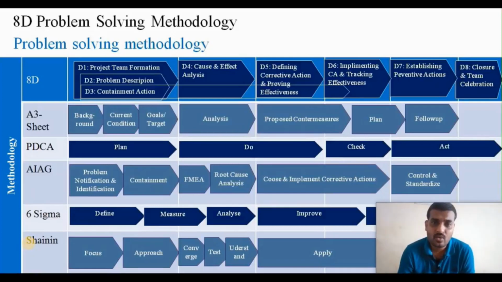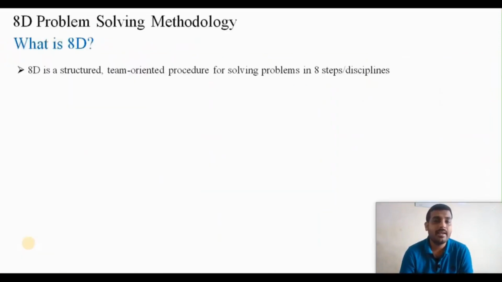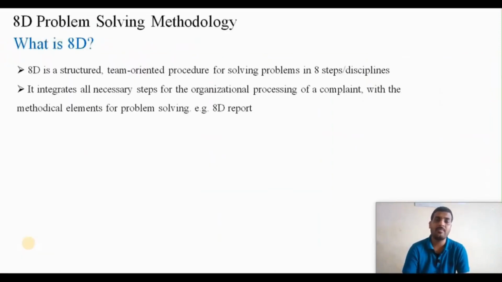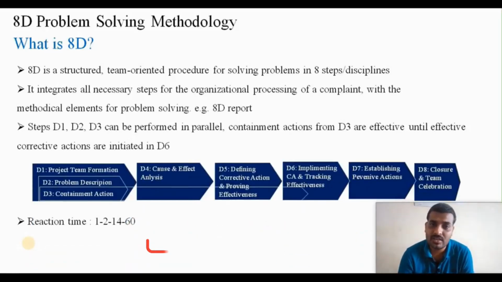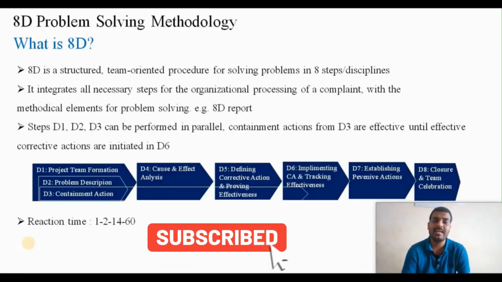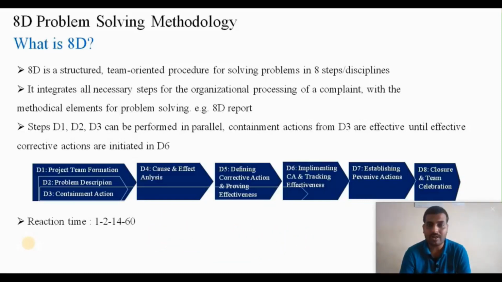Then we learned what is 8D. So 8D is a structured, team oriented procedure for solving problems in 8 disciplines or 8 steps. Then we came across reaction time. So the reaction time is 1-2-14-60. It means that if the supplier is local, then you have to follow the 1-14-60 timeline, and if the supplier is from out of city, then you have to follow the 2-14-60 time limit.